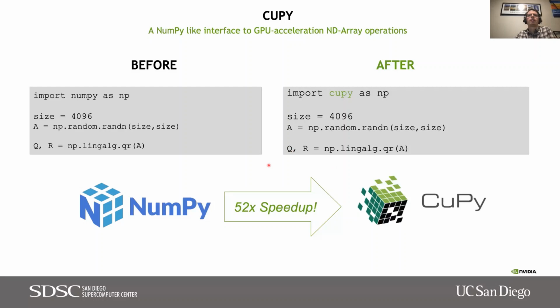Here's an example where this is running serially on a CPU. This is doing a QR factorization, a linear algebra function in NumPy, of this matrix A that we have initialized here, with dimension 4096 by 4096. And you see how easy it is, right? You just say instead of NumPy, you use CuPy. And that's it. It will automatically run on the GPU for you.